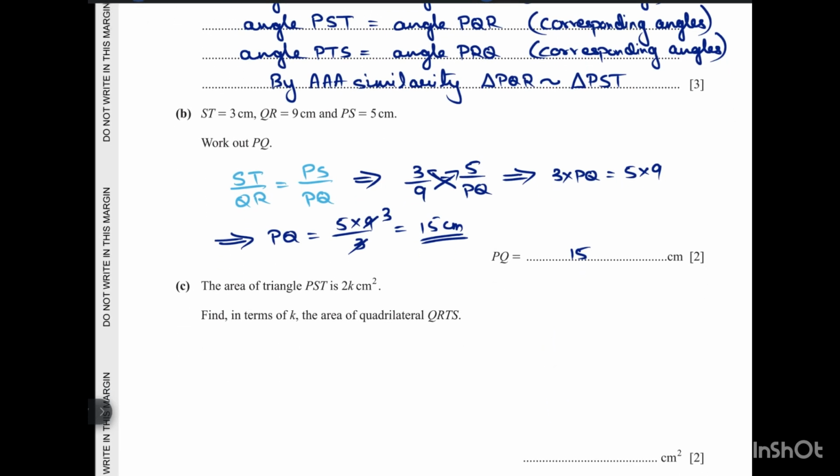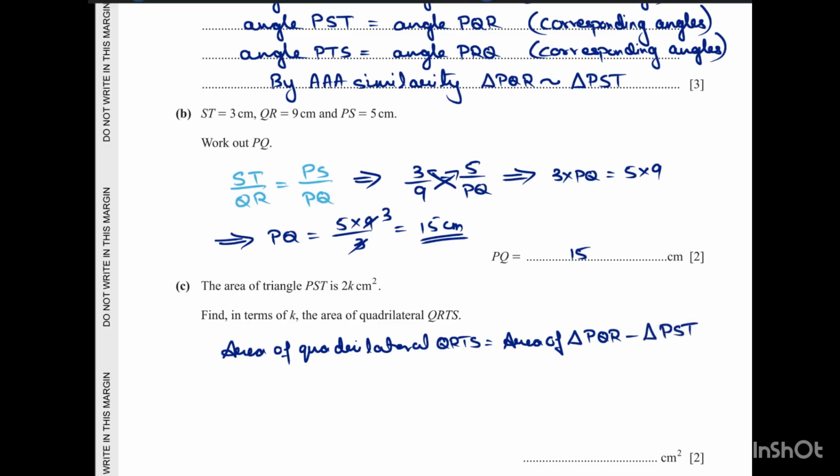First of all, let me write here: area of quadrilateral QRTS will be area of triangle PQR minus area of triangle PST. Now area of triangle PQR. Using the given sides, we can find the area of triangle PQR. So this is another fact.